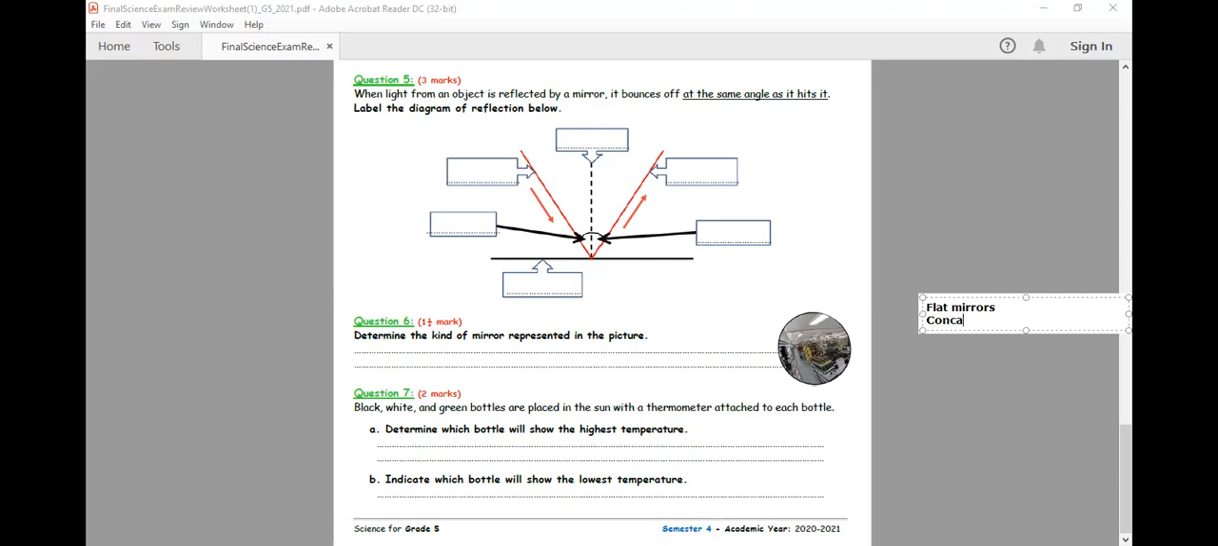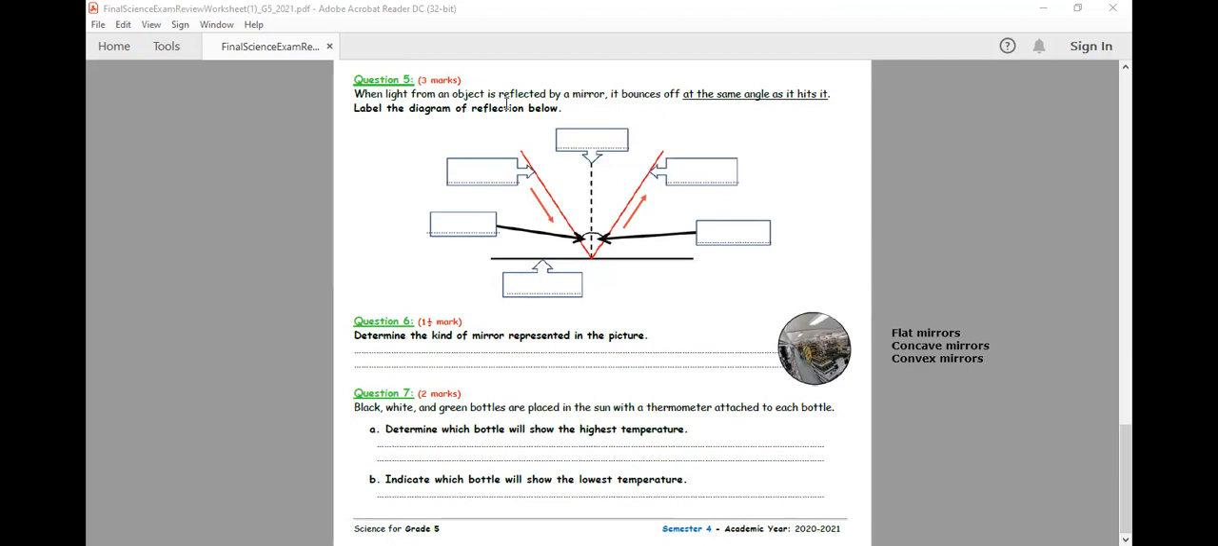We have concave mirrors. Concave mirrors, think of the cave. They give a bigger image of the object. And convex mirrors give a smaller image of the object.